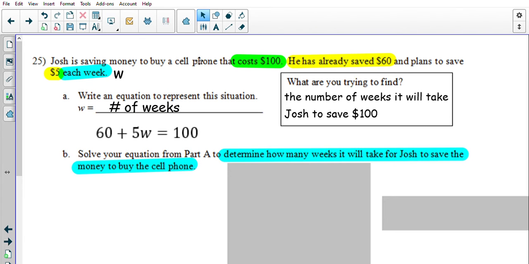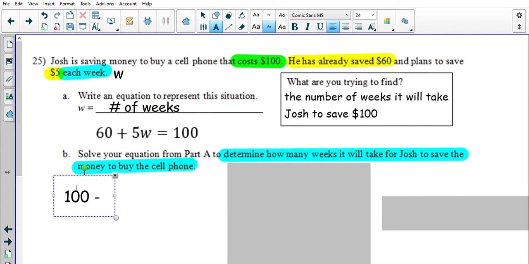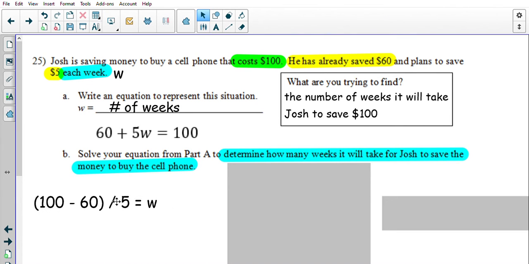Now, I have seen students write this like this: they've written 100 minus 60 divided by 5 equals their variable W. This is fine, but you have to put 100 minus 60 in parentheses because you're going to do 100 minus 60 first and then divide by 5. Otherwise, order of operations would apply and you would divide and then subtract. So be careful. Let's go ahead and solve this two-step equation.